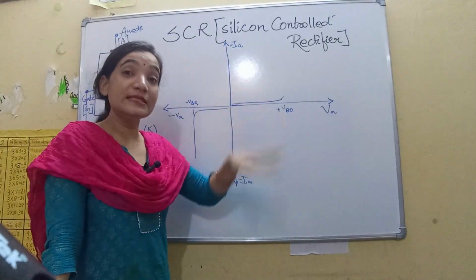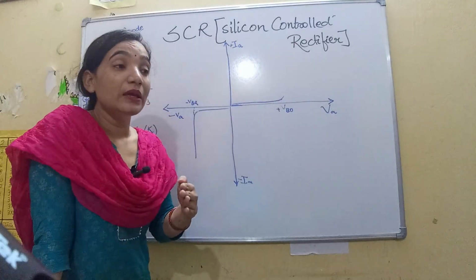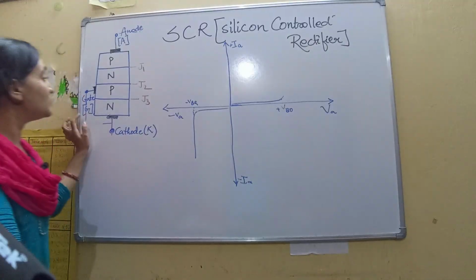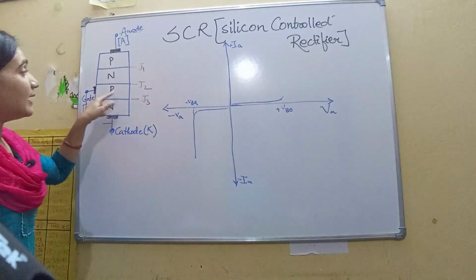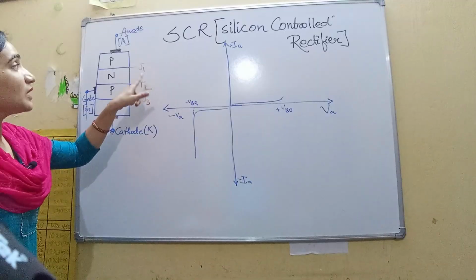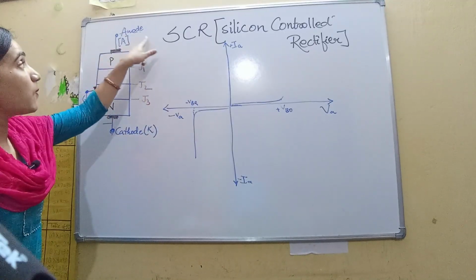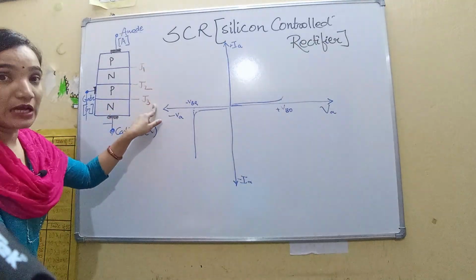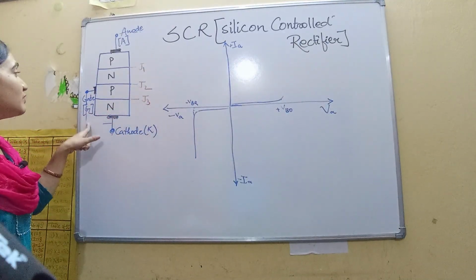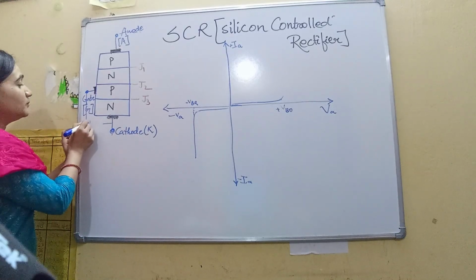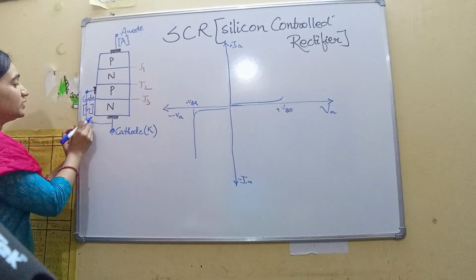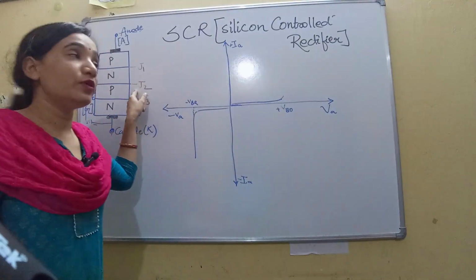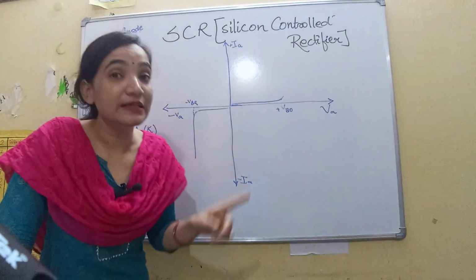To get the SCR conducting, we give a positive pulse to the gate. With the anode connected to the positive terminal of the voltage source with respect to cathode, J1 and J3 are in forward bias, and giving the positive pulse to the gate with respect to cathode, J2 will also be in forward bias. So that is called the forward conduction mode.